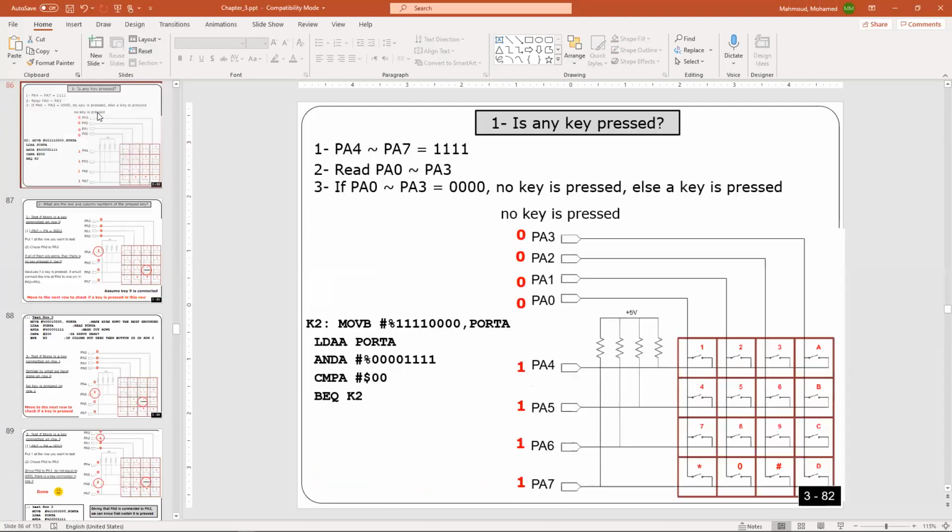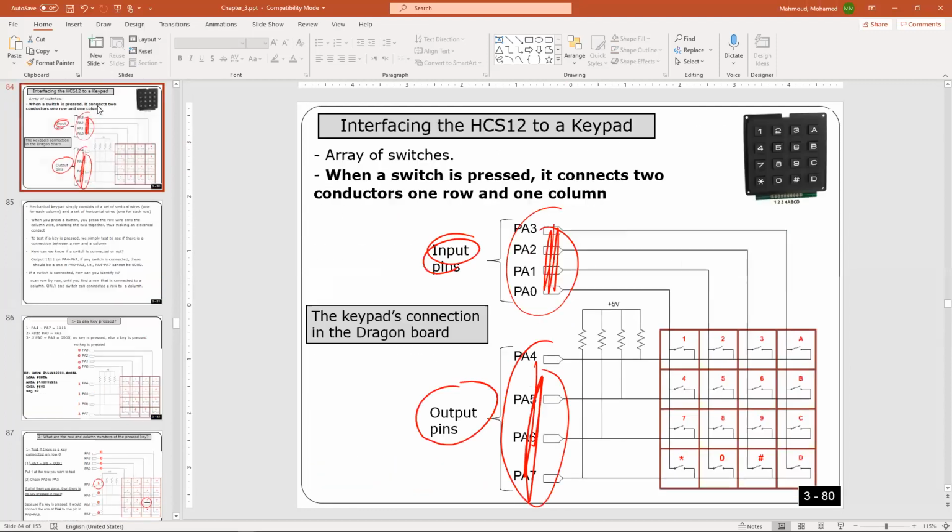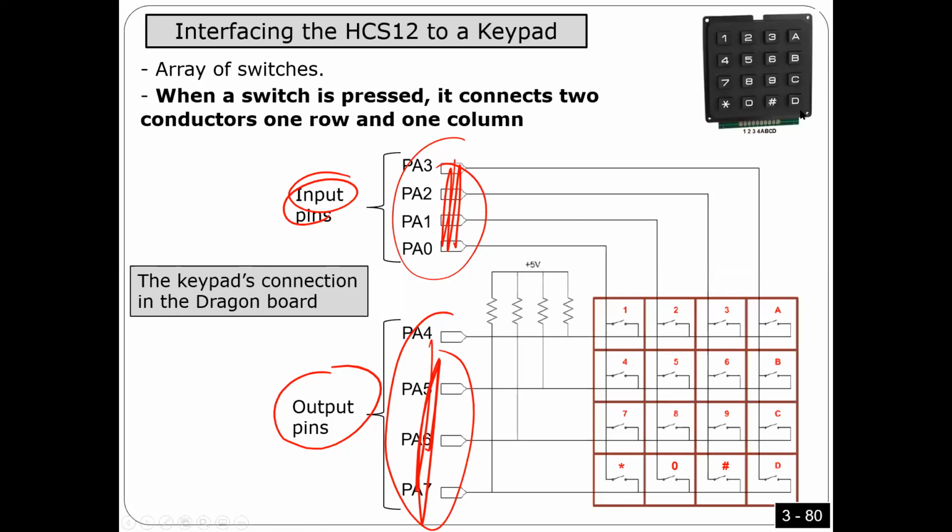So last time, guys, I explained how you can program the keypad on the Dragon board. I gave you one example of an application where we use this keypad. Actually, you can see it by yourself. You can use it in many applications, right?